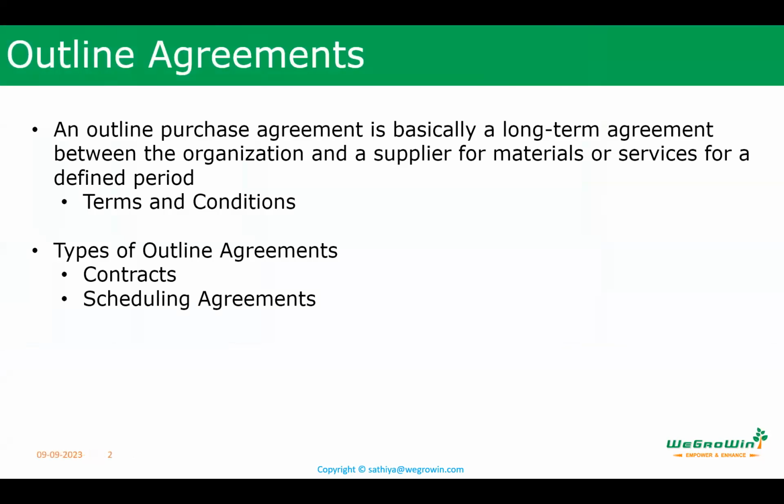So this is the scheduling agreement. What is the scheduling agreement? A scheduling agreement is basically a long-term agreement between the organization and a supplier, an outline purchase agreement. It may be a contract or it may be a scheduling agreement. Now, what Kanimari was asking in the first session, I'm answering that point here. So what is the outline agreement? Contract and scheduling agreement are the types of outline agreements.